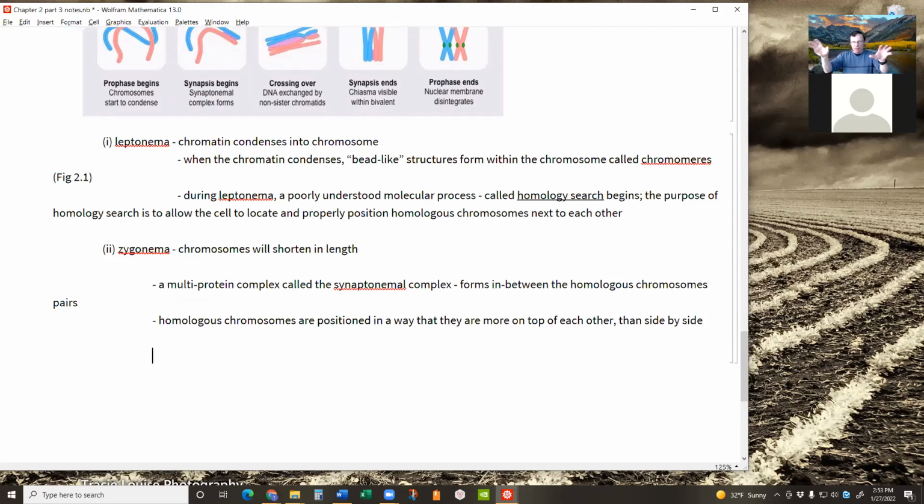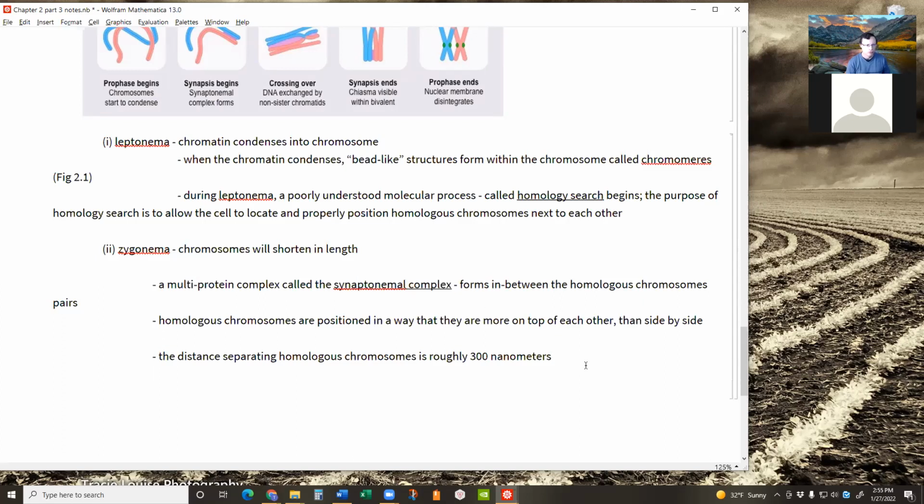During the zygonema stage, the synaptonemal complex interacts with the homologous chromosomes and positions them roughly on top of each other, and the distance separating the homologous chromosomes is on the order of about 300 nanometers. 300 billionths of a meter is all that's separating those two structures. So that's what happens in zygonema. The DNA, the chromosomes shorten in length, the synaptonemal complex forms, and it starts tweaking the position of the homologous chromosomes so that they're roughly laying on top of each other, separated by a distance of around 300 nanometers.